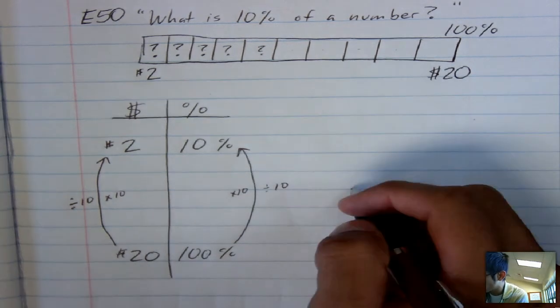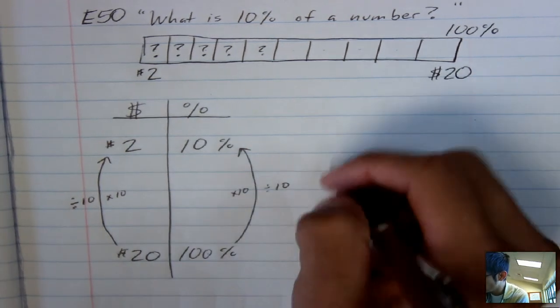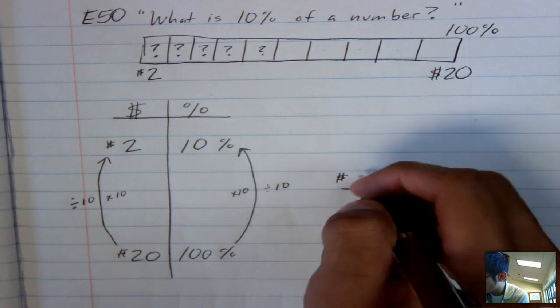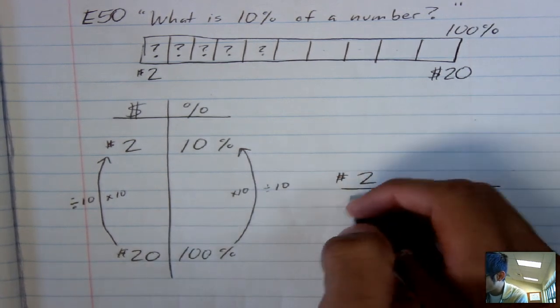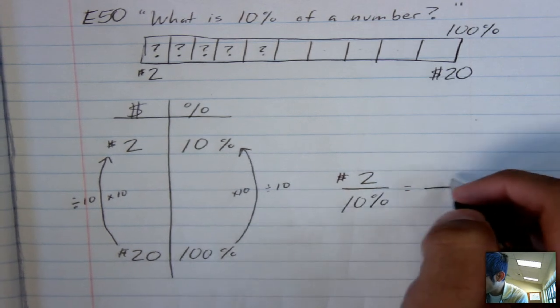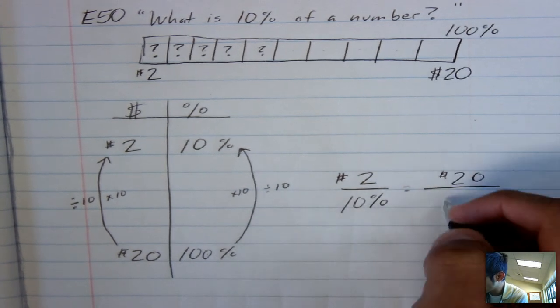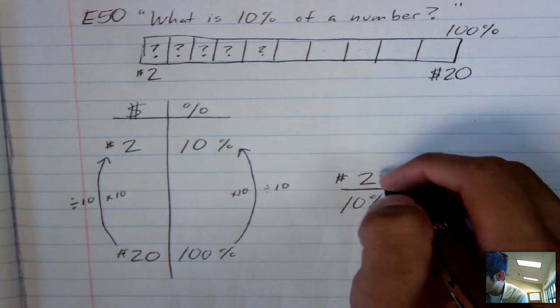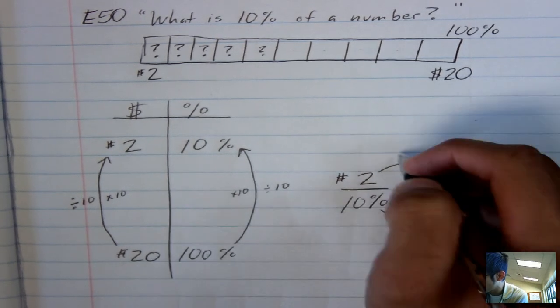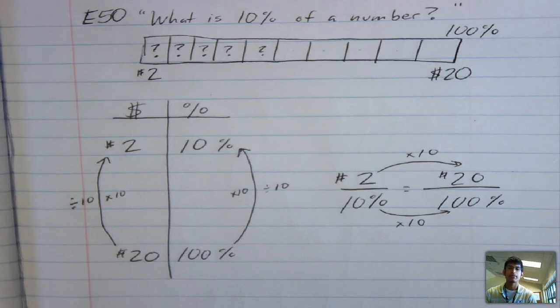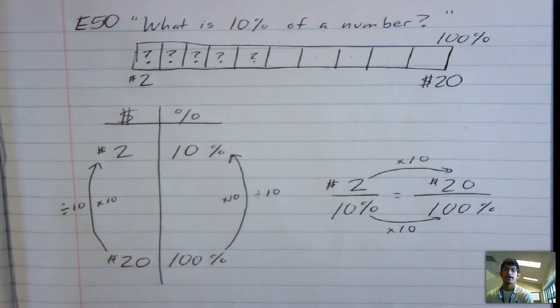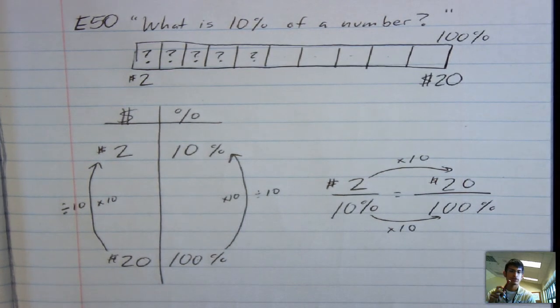We can also write that as a proportion. We can say I have $2, and that is 10%. And if I have $20, that is 100%. We can write a proportion with our arrow saying the relationship here is times 10. So 10% is a times 10 or divided by 10 relationship of any number. So we're going to take this information and we're going to use it to find other percents, like 20%, 30% of other numbers.